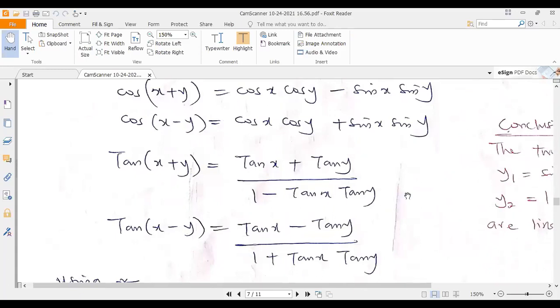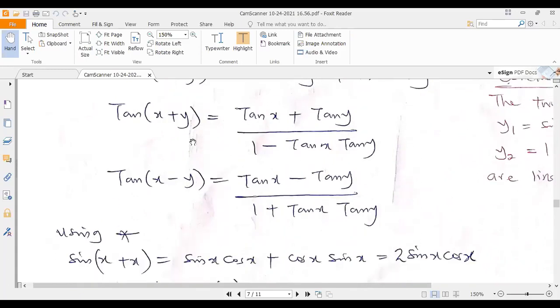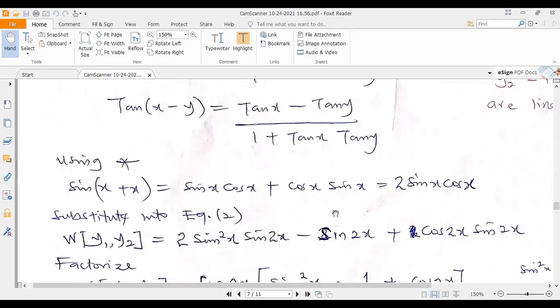Then in the case of tan, you just do it as if you are doing expansion: tan x plus tan y, and the positive sign will remain. But the denominator will be minus. It will be 1 minus tan x tan y. But in the case of tan x minus y, you just expand it as tan x minus tan y, then divided by 1 plus tan x tan y, so the sign will change. Are we together?